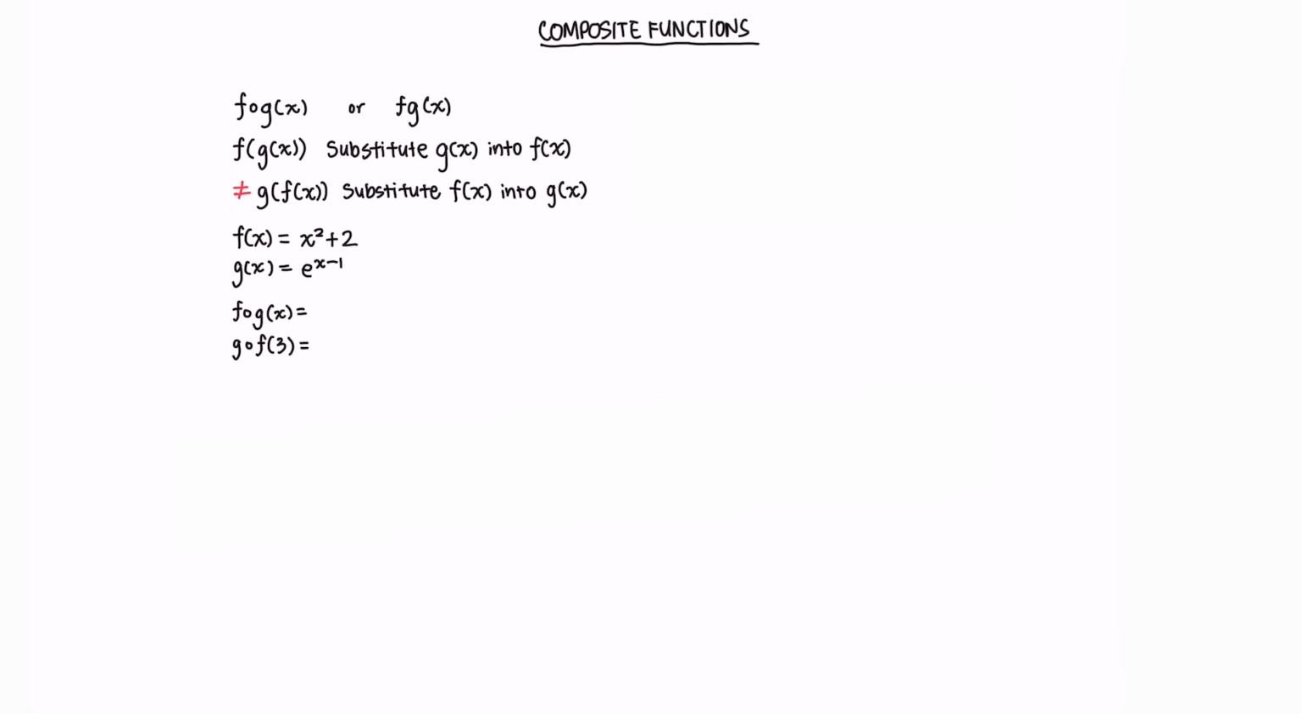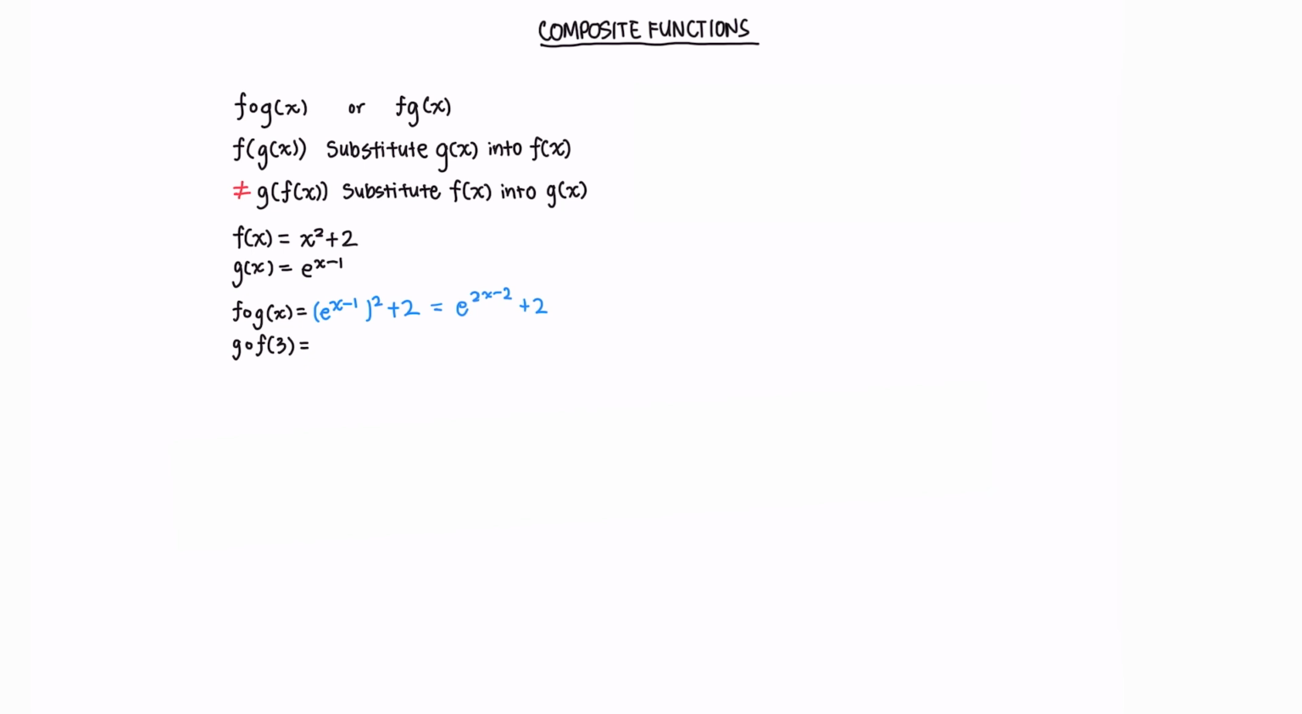What is fg(x)? So we are substituting g(x) into the x of f(x). Again, we are substituting g(x) into f(x). So we're replacing x in f(x) over here with e to the power of x minus 1. So this will get us e to the power of 2x minus 2, plus 2.